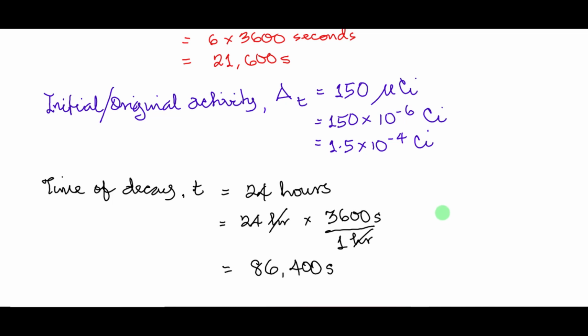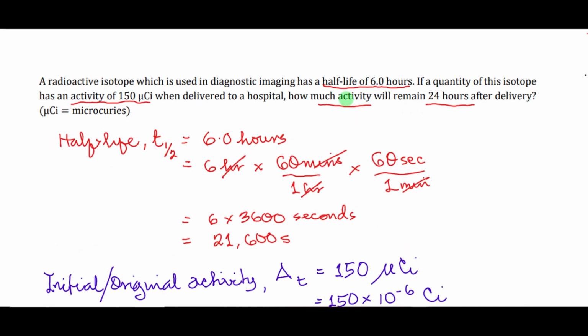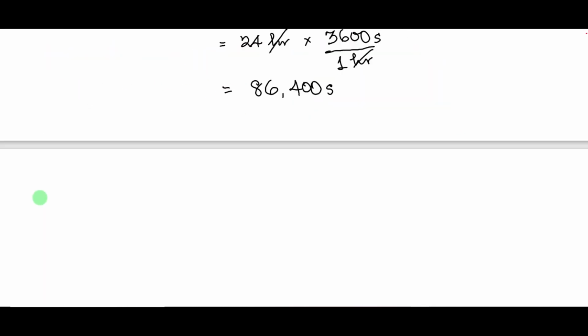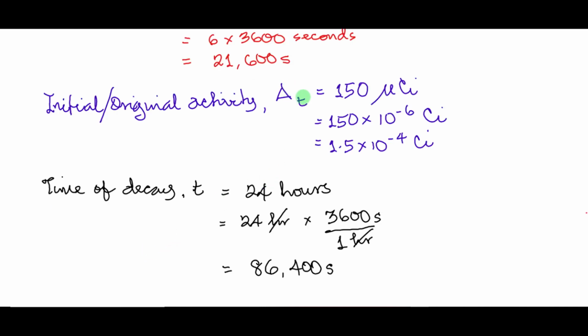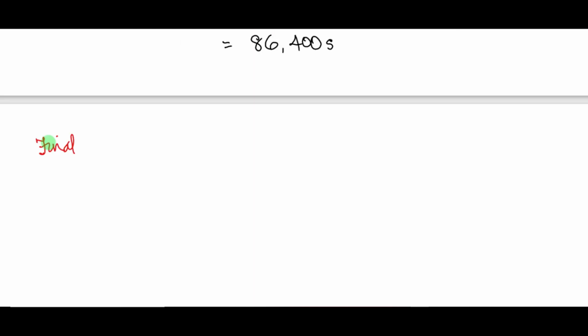Okay, so next, what are we meant to do? We are now meant to find the final activity. Oh, sorry, this should be A naught, not A zero typed wrongly. That's the original activity. Final activity, that's A t. Activity at time t is what we are looking for.